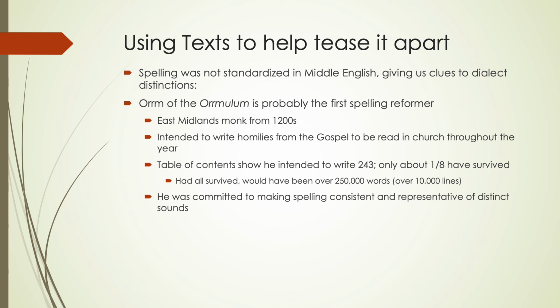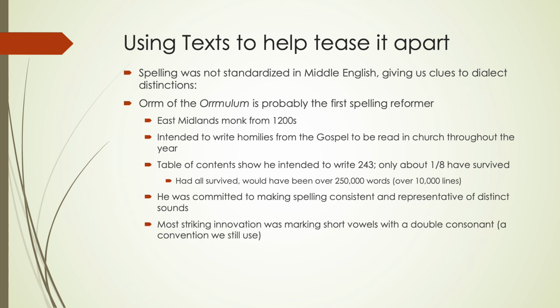Probably the most striking innovation was marking short vowels with a double consonant. This is something that we do still use today in some cases in English. So this gives us the distinction between hoping and hopping, for instance. So we have the long vowel, the O sound, versus the ah sound in hopping.